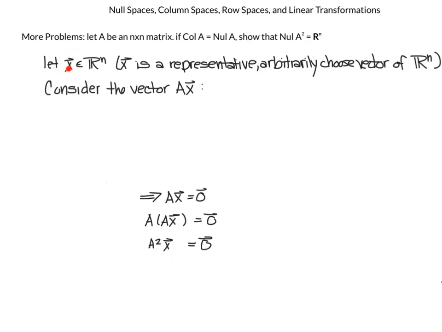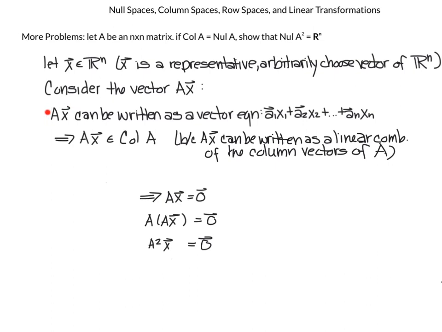I'm going to start with letting x be an arbitrary representative element of Rn. So it's not a special vector, it's just an arbitrarily chosen vector in Rn. Now I'm going to consider the vector A times x. You multiply the matrix A times x, you get another vector. So let's consider this vector Ax.